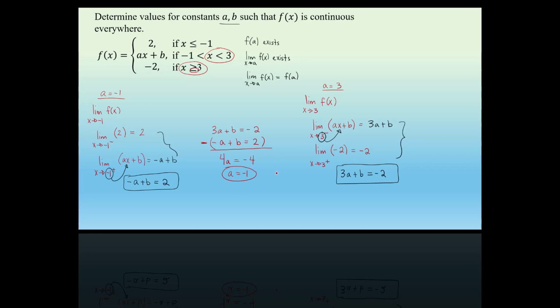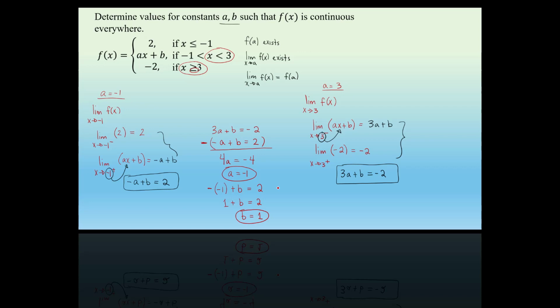Now to find b, I can take the negative 1 for a, plug it into either one of my equations, and solve for b. So we'll just plug it into the first one. So negative 1 plus b equals 2. So that becomes 1 plus b equals 2. So b is equal to 1. So when a is negative 1 and b is 1, this function is continuous everywhere.